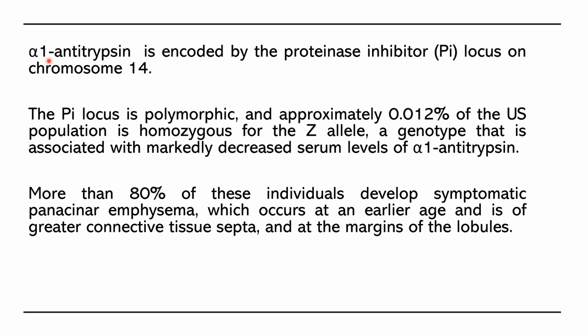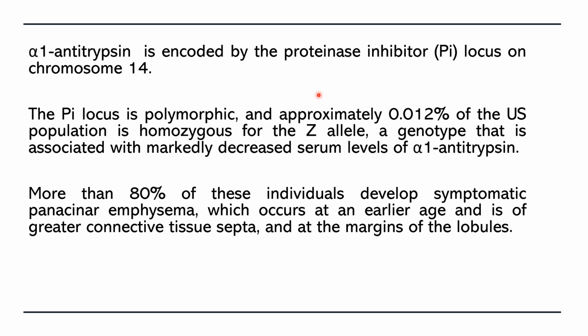Okay, so this is the normal level of alpha-1 antitrypsin. Now, this alpha-1 antitrypsin is encoded by the proteinase inhibitor PI locus, which is present on chromosome number 14. This PI locus is polymorphic, and in approximately 0.012% of the United States population, you'll see homozygosity for the Z allele. This is a specific genotype that is associated with markedly decreased serum level of alpha-1 antitrypsin.